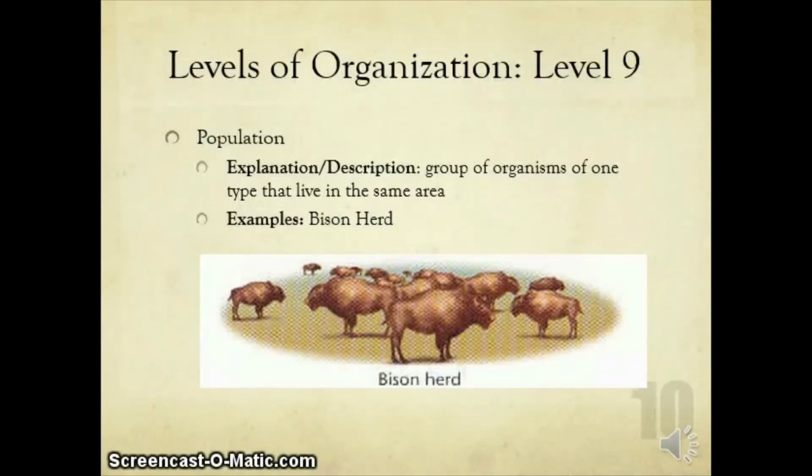When we take lots of organisms of the same kind and we put them in one specific area, we then have a population, which is level 9. And our example here of the population would be a herd of bison. We can also have a population of humans. For instance, if we look at Mercersburg, we can see the population of humans in Mercersburg.